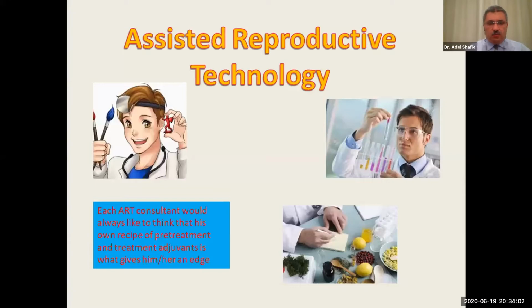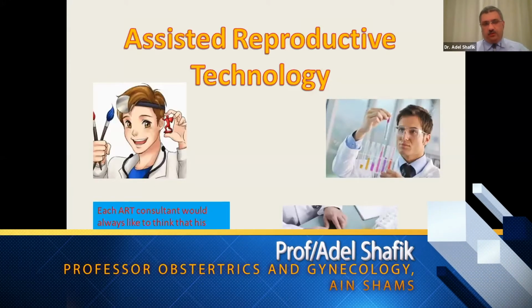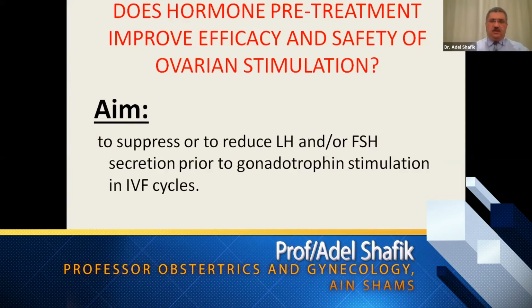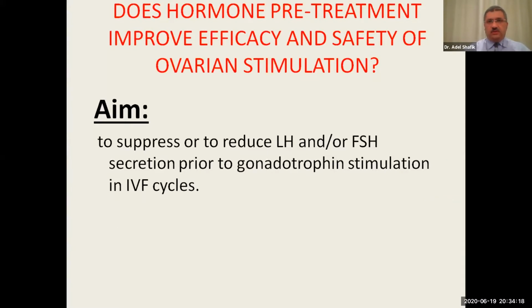Each ART consultant would always like to think that his own recipe of pre-treatment and treatment adjuvant is what gives him or her an edge, and is the cause of his success. However, this might not always be true. We need to work on an evidence-based ground. So the question we want to answer today is: does hormonal pre-treatment improve cycle efficacy and safety for ovarian stimulation?